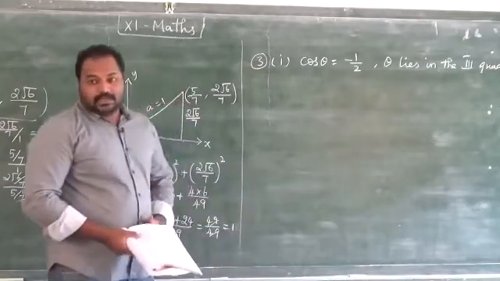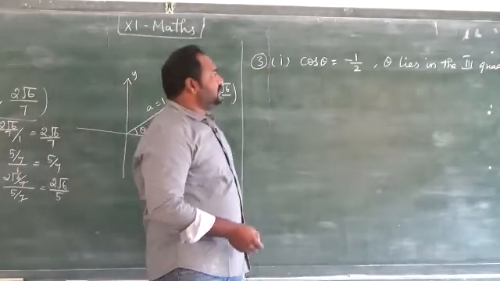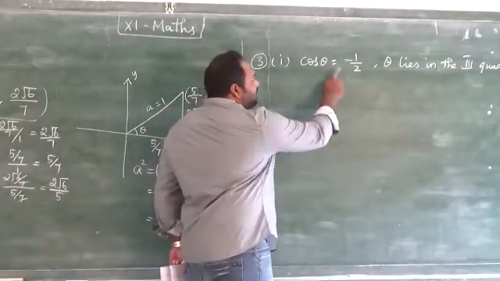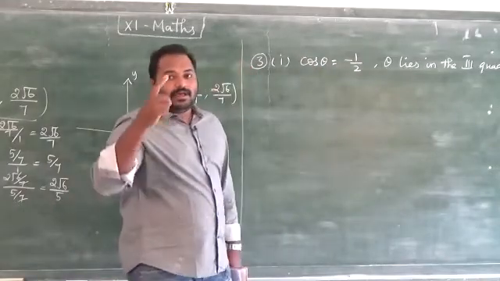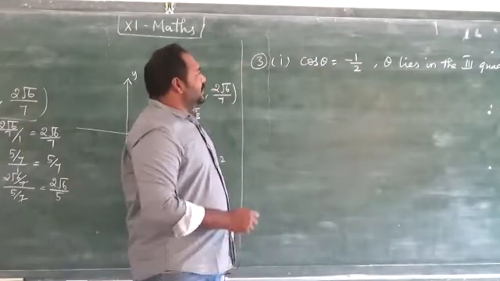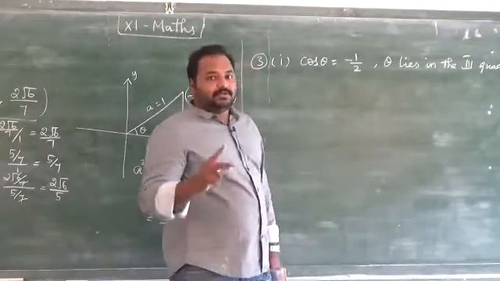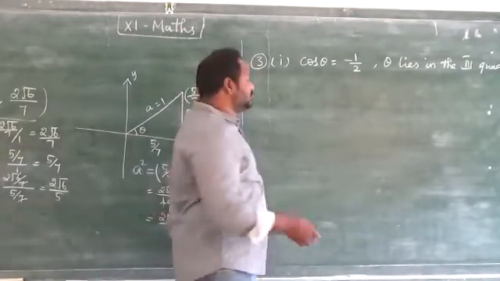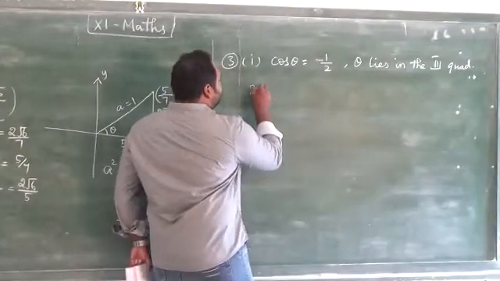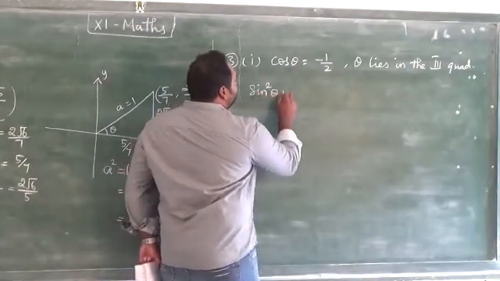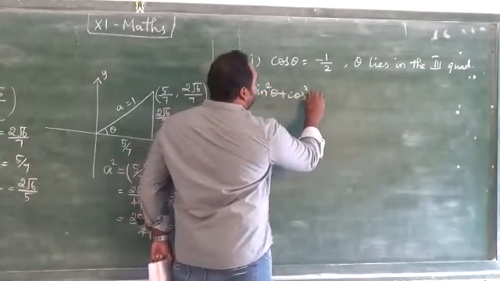Here it is very easy, please understand. Cos theta value is given, we have to find all the other 5 ratios. So using cos, how can we find out? We have 2 methods. We have a formula. We can use the formula sin square theta plus cos square theta, the basic formula.